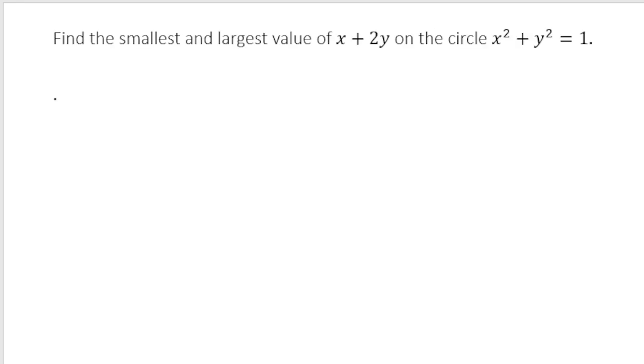Now let us quickly take two more problems. The first one is: find the smallest and largest value of this function of two variables x and y, x plus 2y, on the circle. Basically, we take the function f of x comma y, given to be x plus 2y, and there is a constraint that we can't take any random point, we have to take the points only on the circle. So we have a constraint like x square plus y square minus 1 is equal to 0.